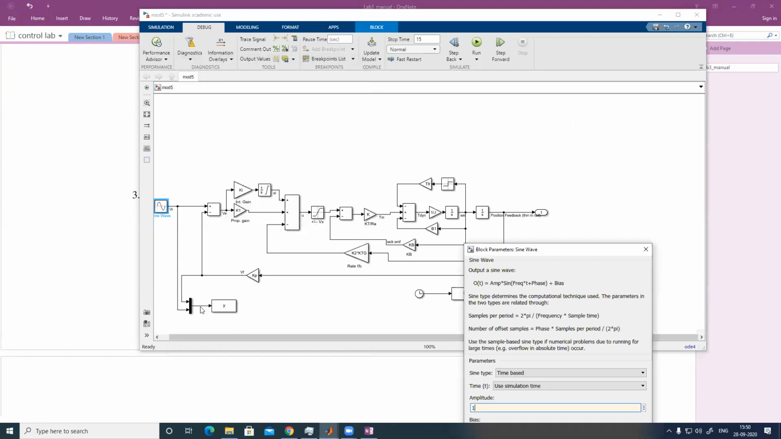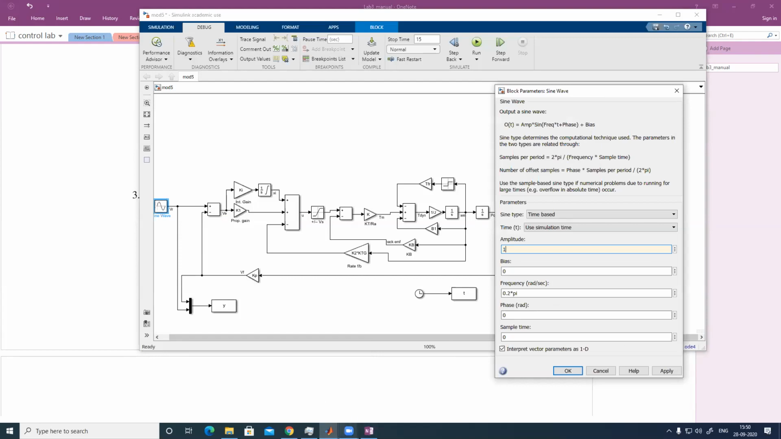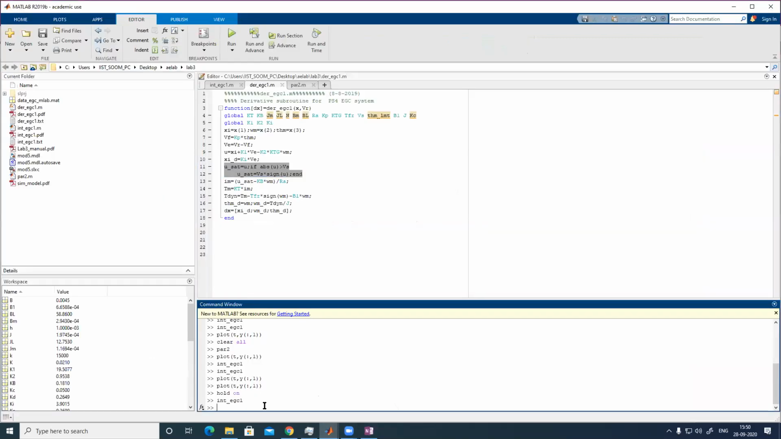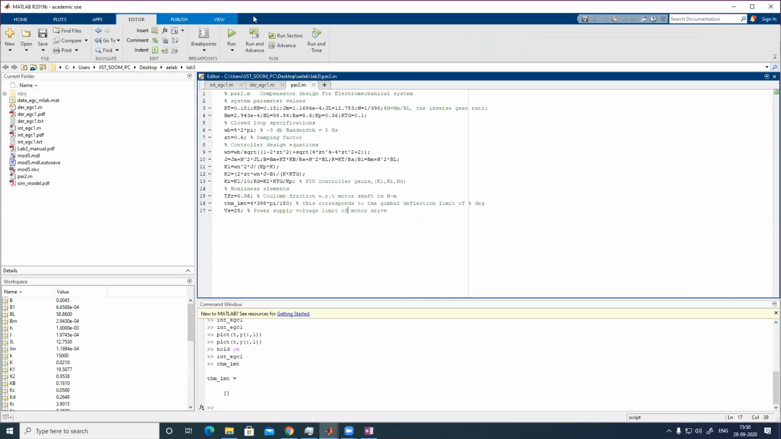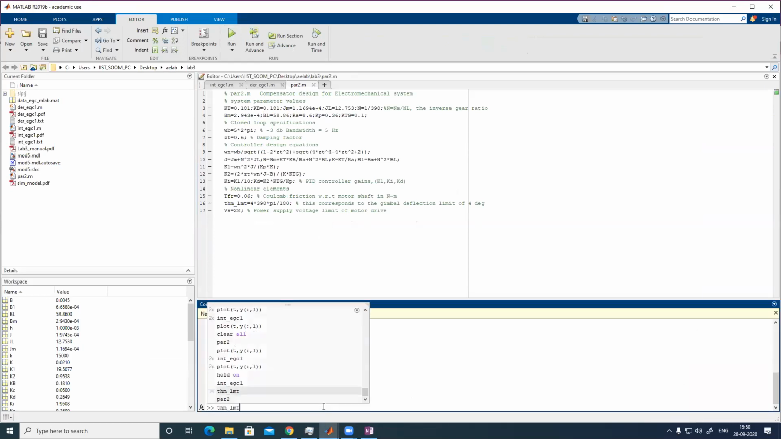Okay, you have changed it now. This KP is in the feedback path. Theta reference you cannot give, so theta multiplied by the KP value you have to take. So theta limit is THM_. So that frequency is 0.2 into pi. Yeah. Theta limit is this one, that multiplied by KP.